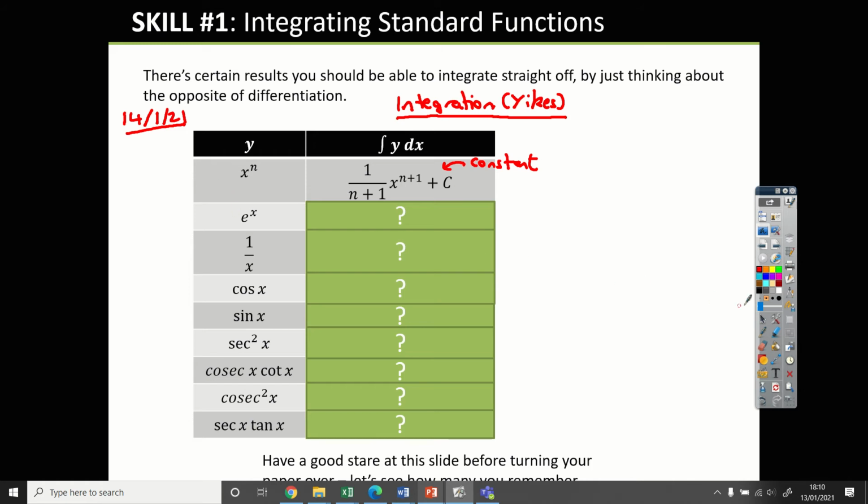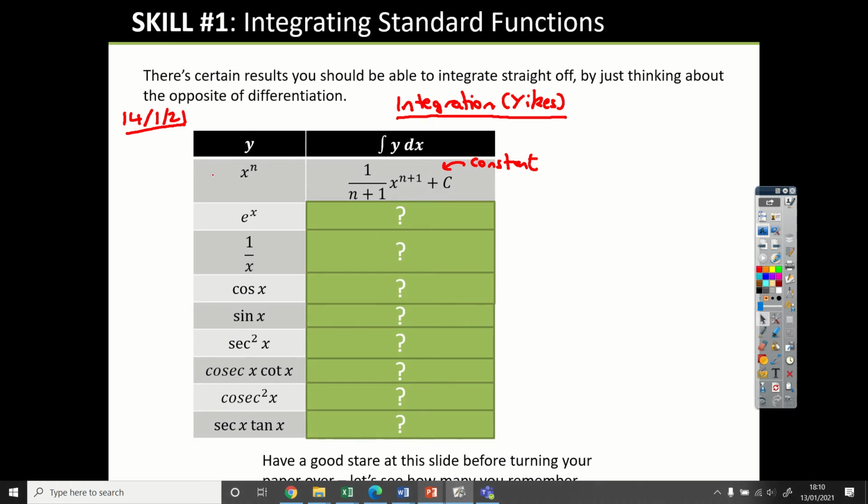Okay, so e to the x, some of the new ones then. Well, we know that e to the x is its own derivative. So if you reverse that back again, that's going to be e to the x again. So just e to the x plus c when you integrate.